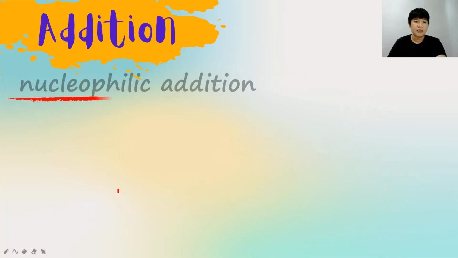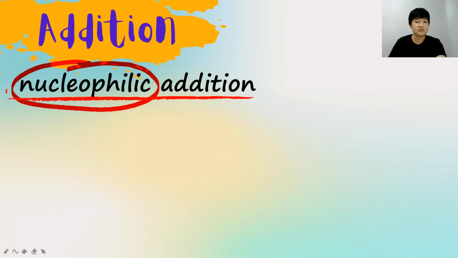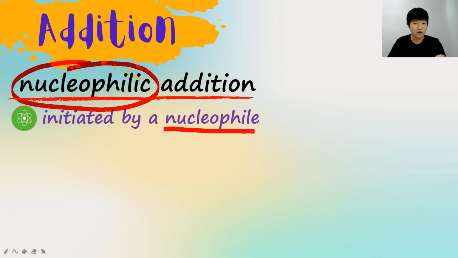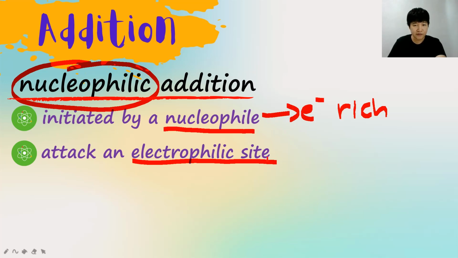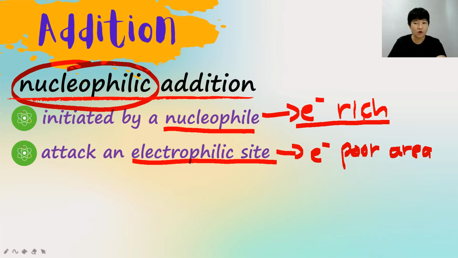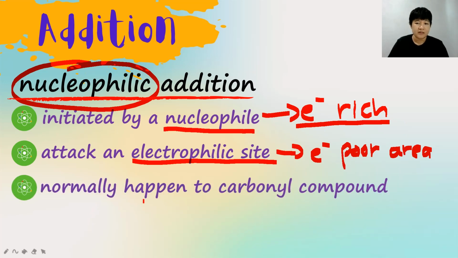Okay? Another addition that I can have is nucleophilic addition. It will be initiated by a nucleophile, of course. It will attack an electrophilic site. Nucleophile means electron rich. Electrophilic site means electron-poor area. So this electron-rich species will always go and find the electron-poor area. And it will normally happen to carbonyl compounds.